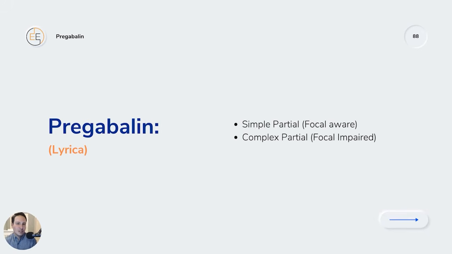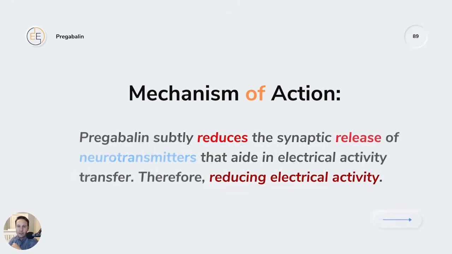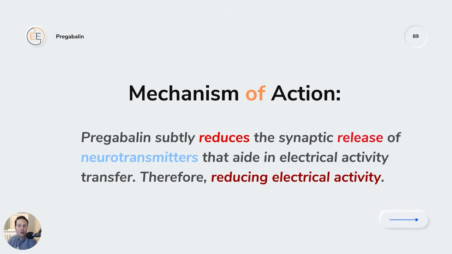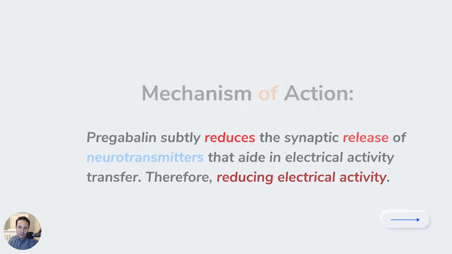All right, so moving on to pregabalin, also known as, and what I consider the best brand name on the market, Lyrica, like a song, like it's lyrics to a triumphant path to a seizure-free life. That's pretty optimistic, isn't it? So Lyrica is used for focal aware and focal impaired seizures. Pregabalin reduces neurotransmitters that transfer action potentials. And obviously, when that happens, seizures are reduced.